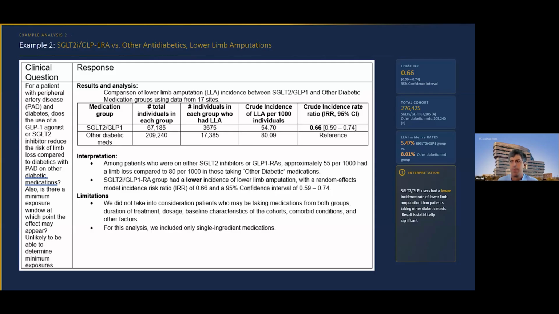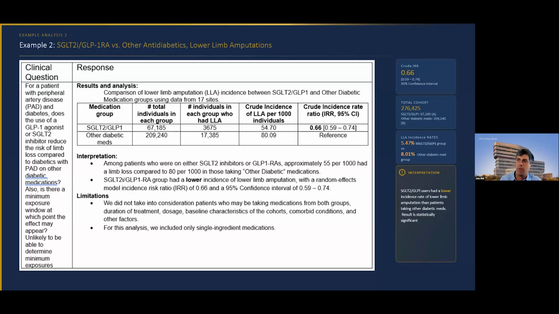Let me talk about the limitations. We didn't take into consideration that patients may be taking medications from both groups, especially in the SGLT2 and GLP-1 group, and they weren't just taking those diabetic medications. We weren't able to look at the duration of treatment, the dose of those medications, the baseline characteristics of the cohorts, and the comorbid conditions. And we were only able to use single ingredient medications in our analysis. So that is the data we were able to give back for this clinical question.